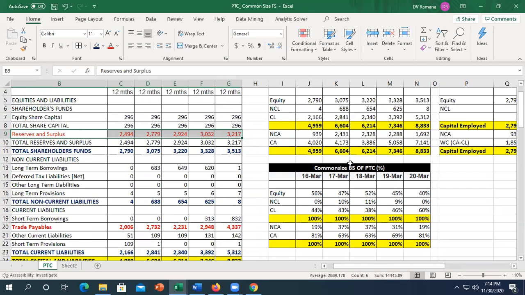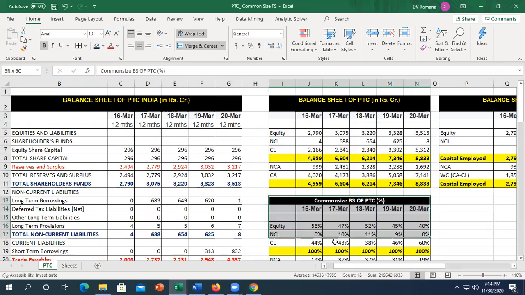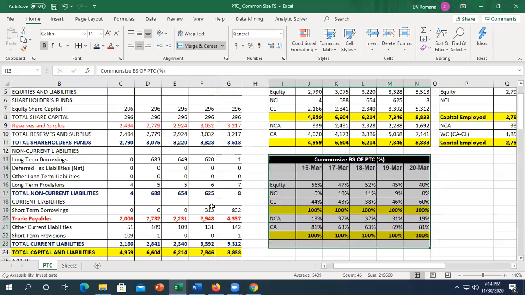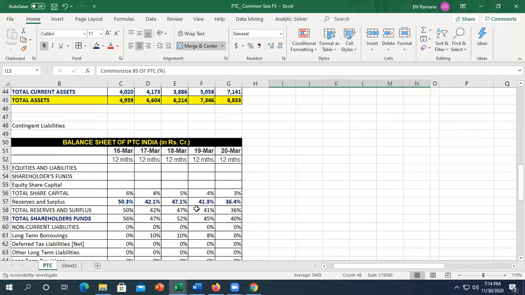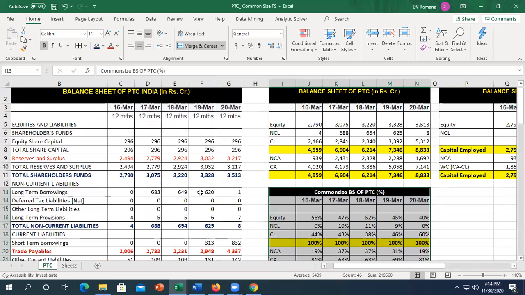So as a first step of any financial statement analysis, it makes sense to convert a balance sheet into a condensed balance sheet and convert that into common size. But if you want, you can also convert the detailed balance sheet into a common size. There is no hard and fast rule. This is not a GAAP-driven exercise. This is the need of the analyst.